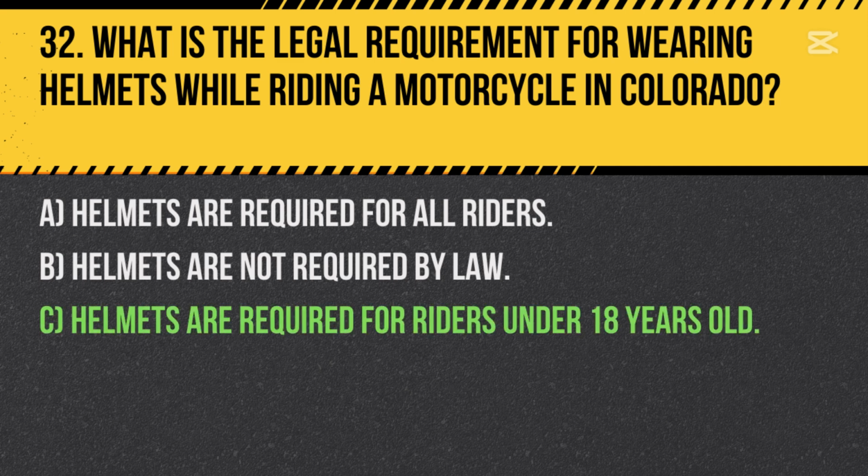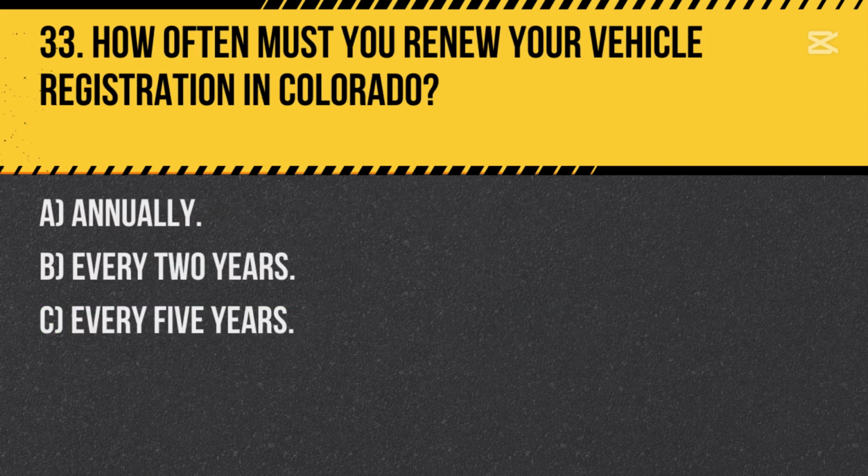Answer: C. Helmets are required for riders under 18 years old. While adults can choose whether to wear a helmet, riders under 18 must wear them. Question 33. How often must you renew your vehicle registration in Colorado? A. Annually. B. Every 2 years. C. Every 5 years.